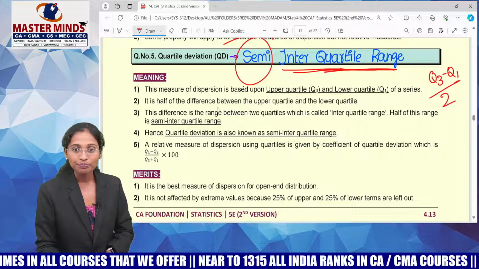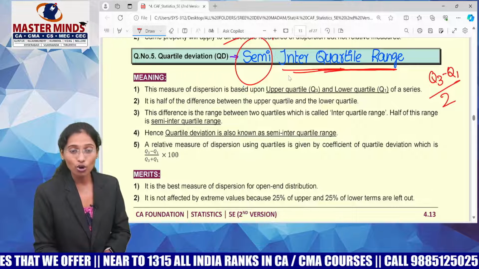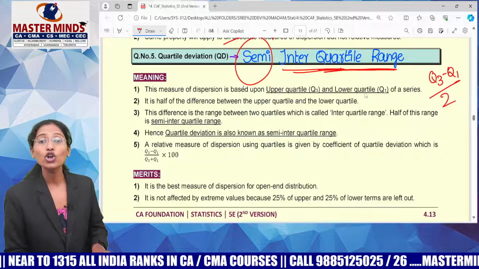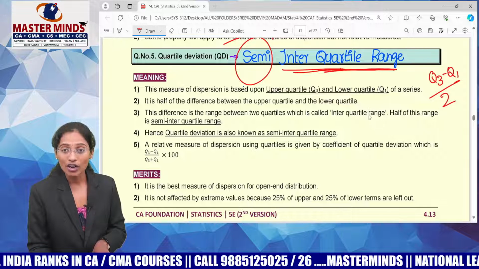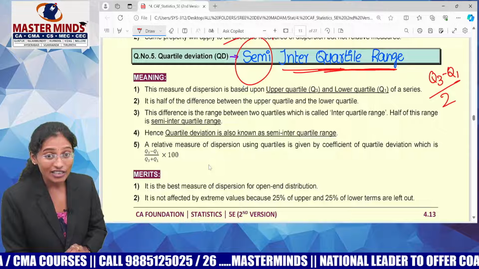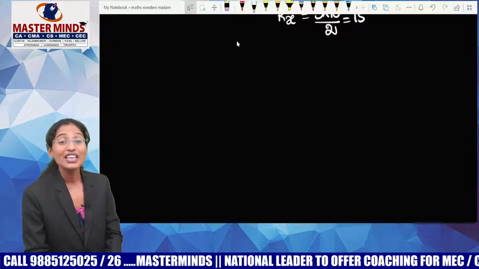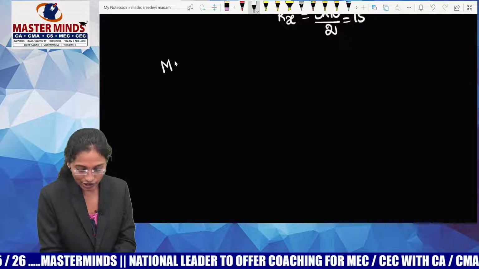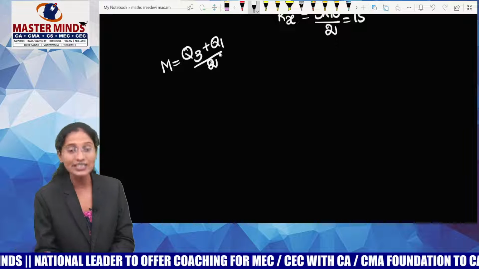So let's talk about this. It is half of the difference between the upper quartile and the lower quartile. Now let's talk about the first point. This measure of dispersion is based upon the upper quartile Q3 and the lower quartile Q1. The difference is the range between two quartiles, which is called the interquartile range, and half of this range is the semi-interquartile range. That's why we call quartile deviation the semi-interquartile range. Here I must tell you one thing, guys. If the distribution is symmetrical, the second quartile or median equals Q3 plus Q1 by 2.